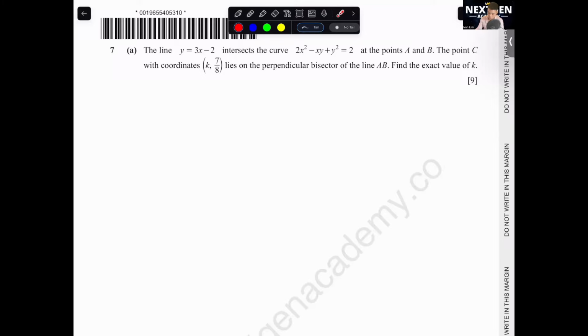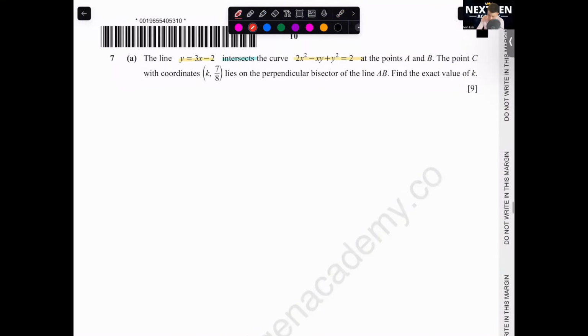Okay, we've got a line and a curve. They both intersect, which means we're going to do simultaneous equations. Let's call this equation 1, equation 2. I'm going to first sub 1 into 2. And we get here 2x squared minus x. Replace all your y with 3x minus 2, plus 3x minus 2 squared equals 2. Expand this. 3x squared plus 2x plus 9x squared minus 12x plus 4.